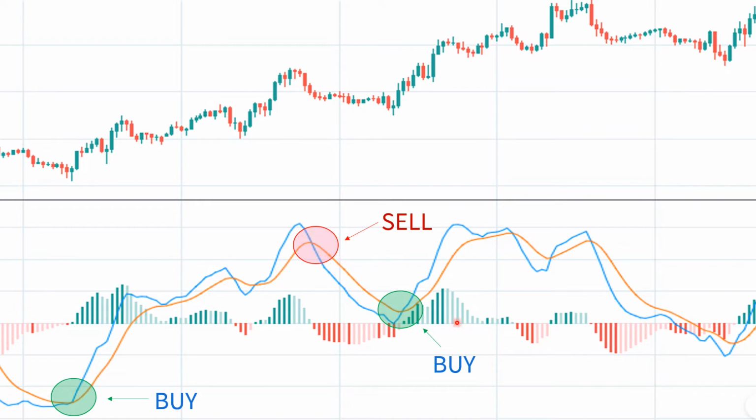This is another opportunity to buy when the MACD line crosses above the signal line. We would also buy when the MACD line crosses above the zero line. This is the zero line, the one that goes across the screen like this. We would buy when the MACD line crosses above that, and we would sell when the MACD line crosses below it.